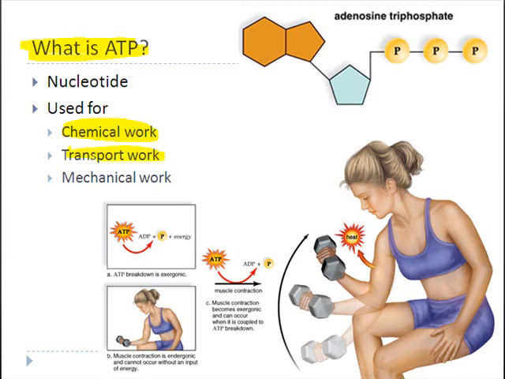Maybe I want to move something across the plasma membrane from one side to the other using active transport. I would need to use ATP to do that. Maybe I want to cause a cell to contract, like a muscle cell to contract, so that I can lift a weight. That would be an example of utilizing ATP to perform mechanical work.